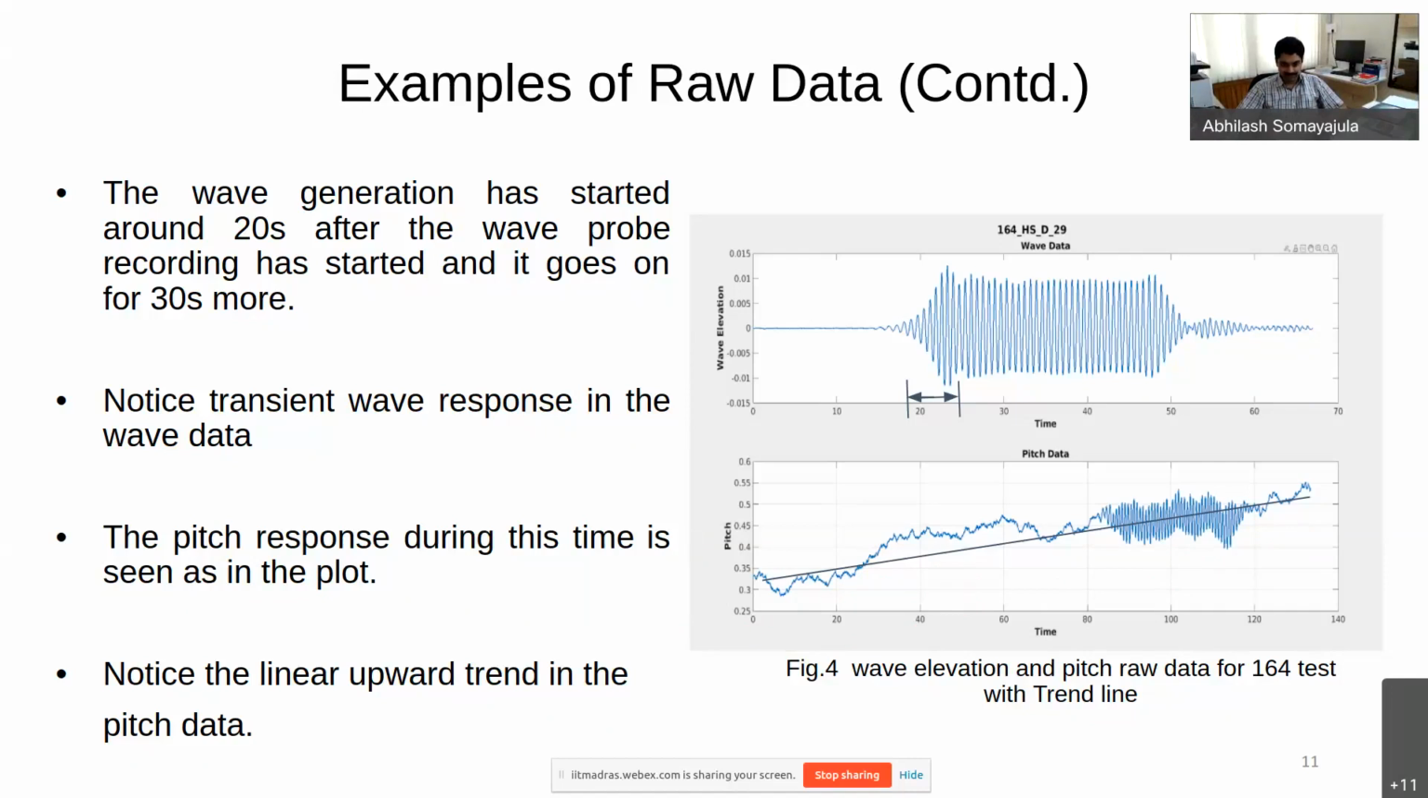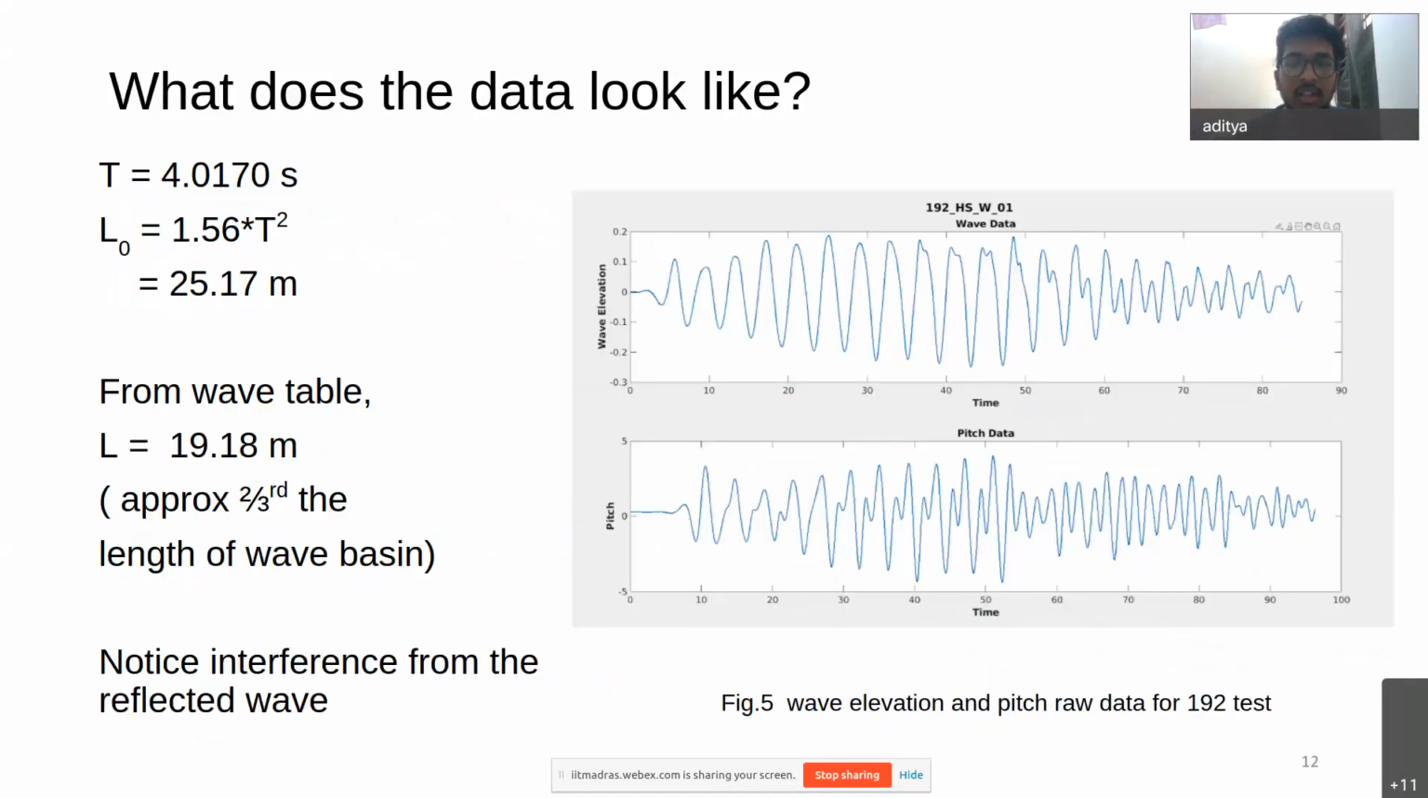Yeah, the solid line shows this trend, the upward trend. Next, this is another data set which we found. This is the 192nd experiment, and here there are certain different things happening. You can see towards the right side of this top image, it is not a single frequency. There are multiple frequencies in this signal.